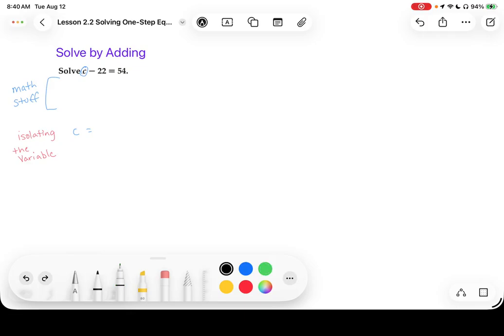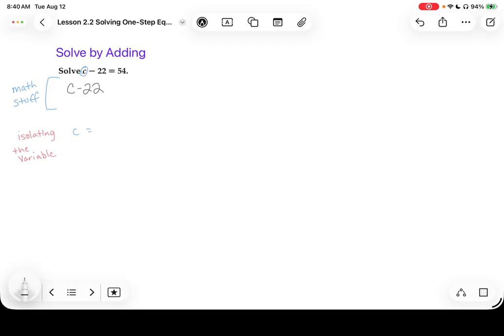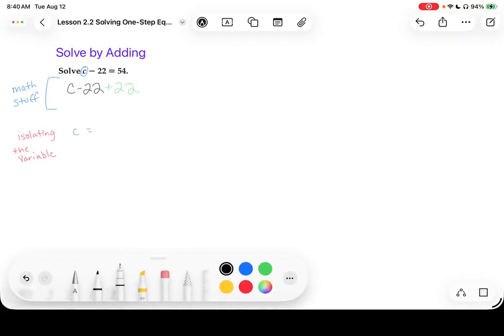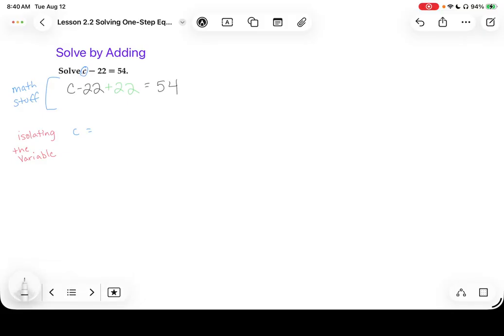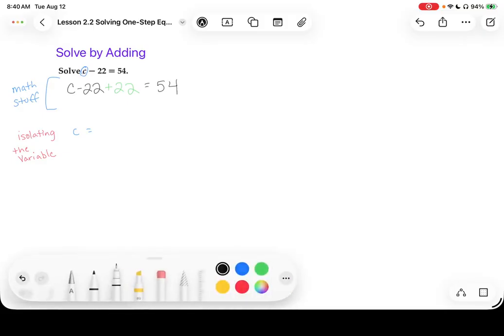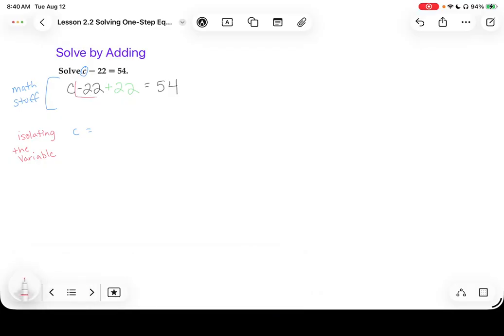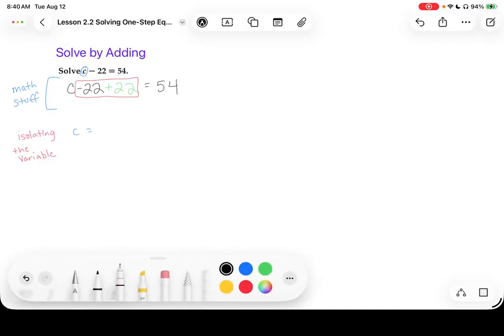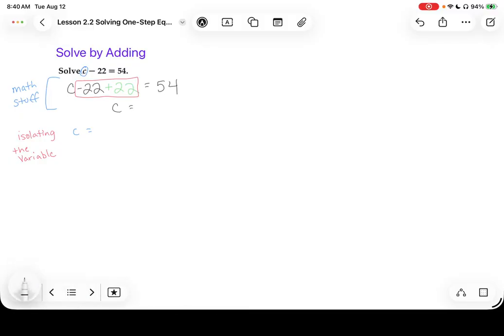So if I had c minus 22, and then I just put plus 22 equals 54. Now I have gotten rid of the minus 22. The way that I've gotten rid of this is minus 22 plus 22 is 0, and so I'm left with just c equals, which was my goal, to get the c by itself. Now, hopefully you're looking at that and thinking, okay, sure, technically you got rid of the minus 22, but what you did is absolutely no different from just crossing out the minus 22.